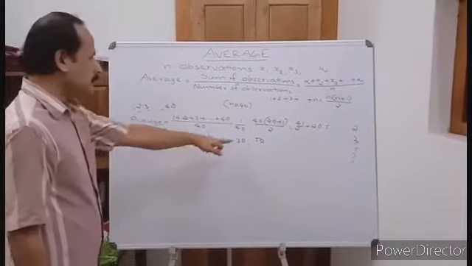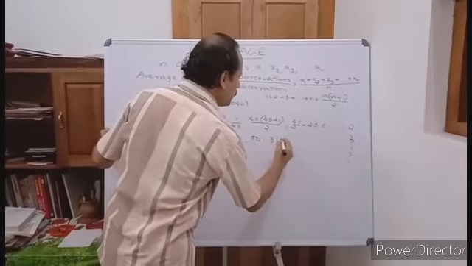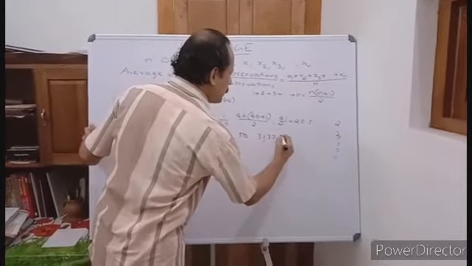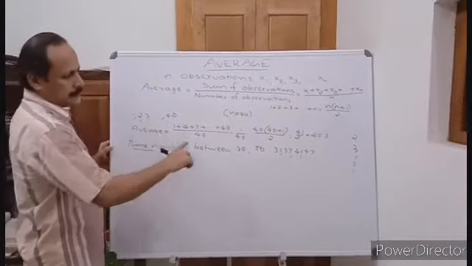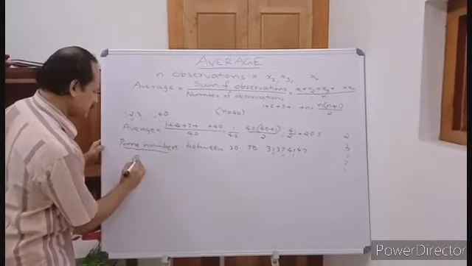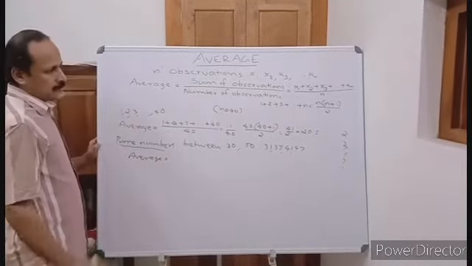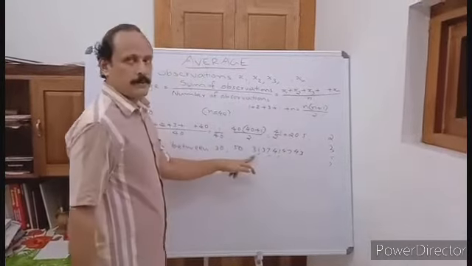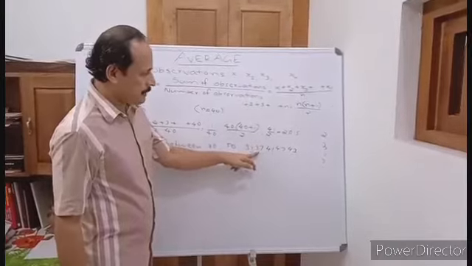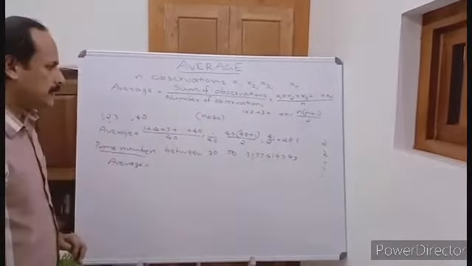And between 30 and 50, the prime numbers are 31, 37, 41 and 47, and one more number missing, that is 43. First is 31, then 37, 41, 43 and 47.